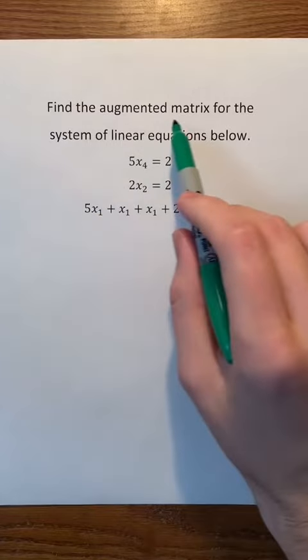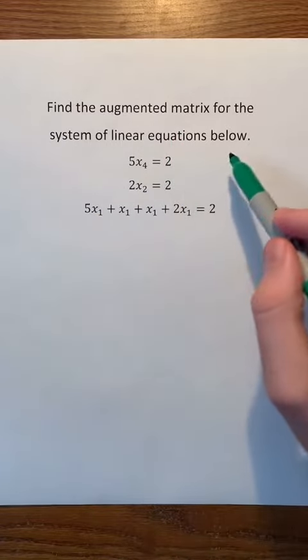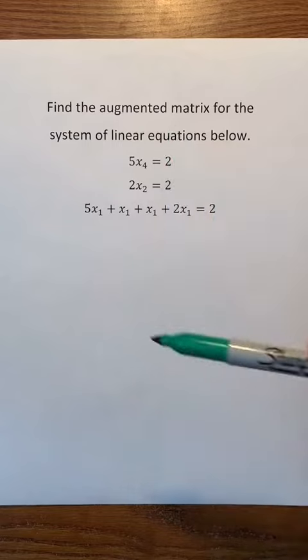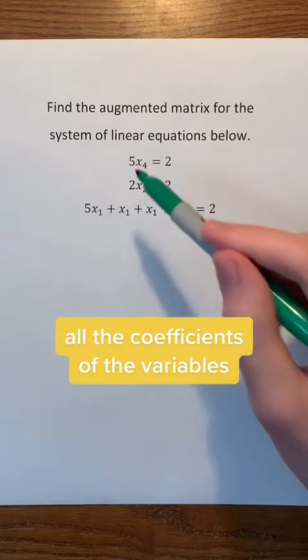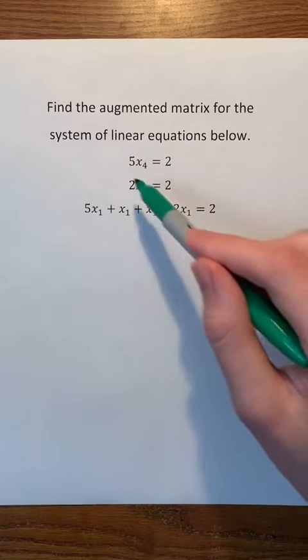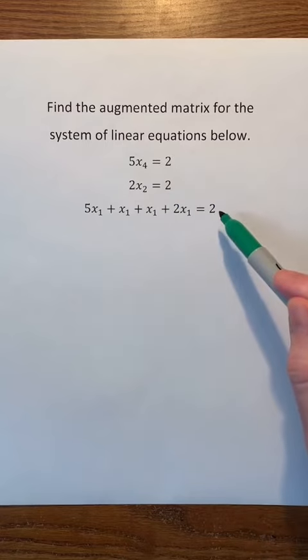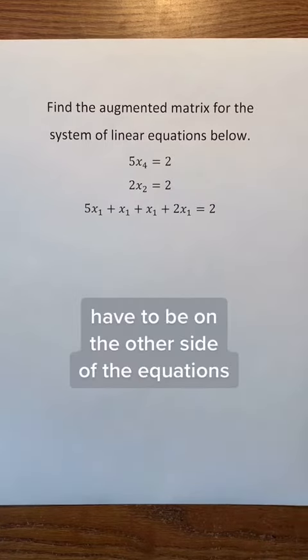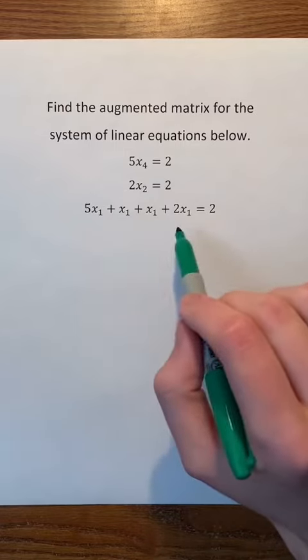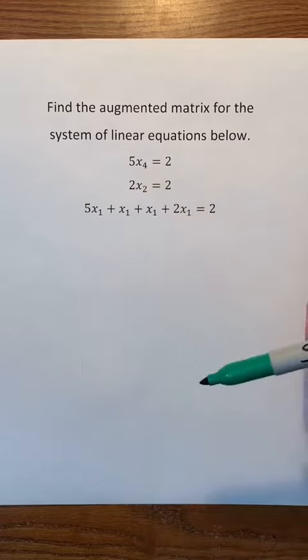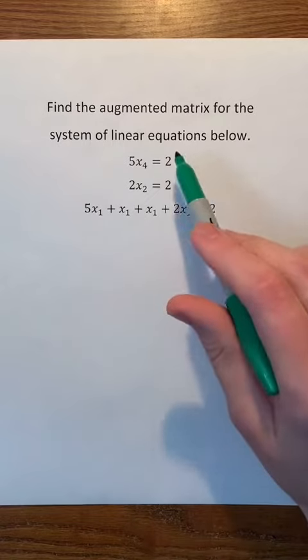Find the augmented matrix for the system of linear equations below. Remember that an augmented matrix includes all the coefficients of the variables when they're on one side of the equations. It also includes the constants of the linear equations, but the constants have to be on the other side of the equations. Notice that the variables go from x sub 1 to x sub 4, so there's 4 variables in this system of linear equations.